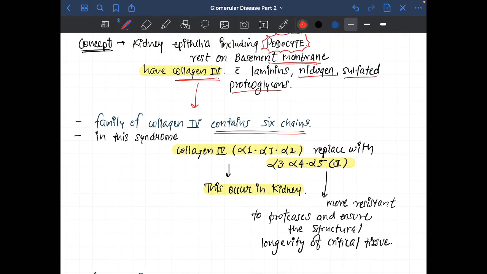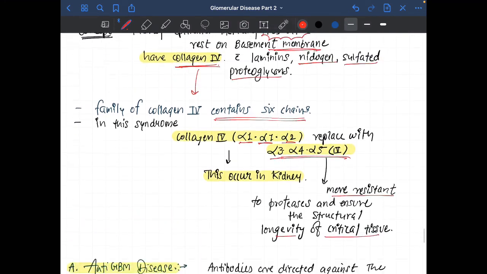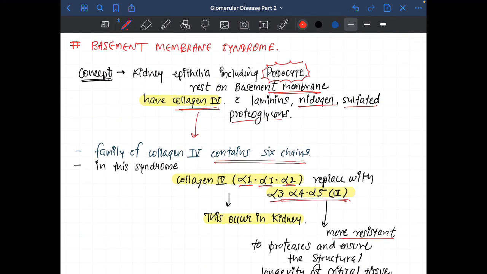In this basement membrane syndrome, the collagen alpha 1 and alpha 2 chains will be replaced by alpha 3, alpha 4, and alpha 5, and this replaced collagen is more resistant to proteases and ensures the structural longevity of the critical tissue. Alright, so this is the concept of basement membrane disease.